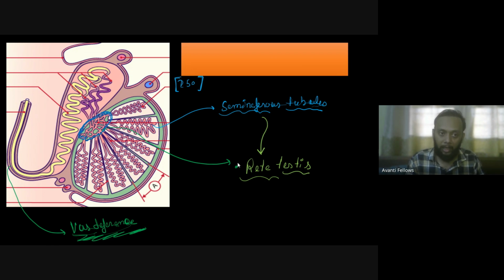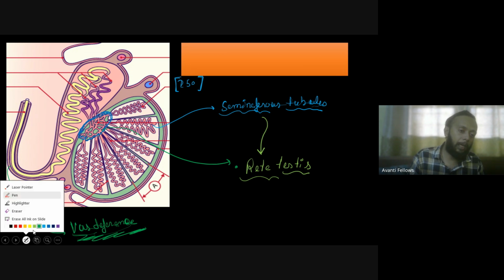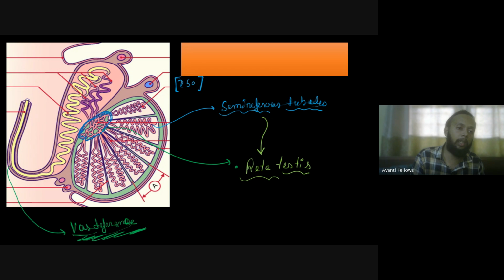Now what will happen? From the rete testis, you have to send them into this large structure, this long coiled area. You can see this yellow color coiled structure, a coiled tube-like structure. This yellow color coiled tube-like structure that you see over here is called the epididymis. This yellow color coiled structure is called the epididymis.